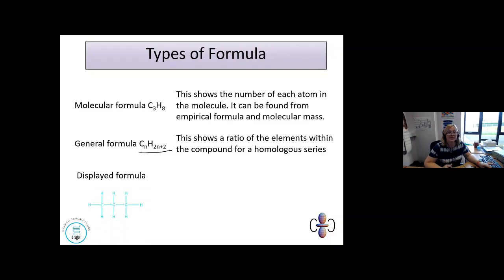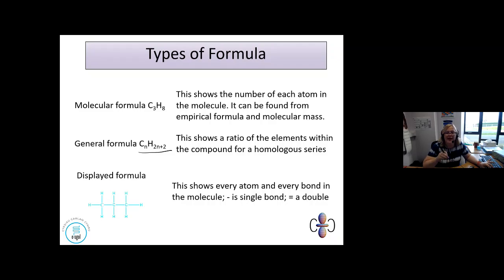Displayed formula, this I like, because it does what it says on the tin. It shows you and displays to you in detail exactly what bonds are present, the nature of that bond, so it's very clear whether you're dealing with a single bond or a double bond, so is it saturated or unsaturated, and it shows you exactly what you're dealing with. So displayed formula can be a bit faffy, it takes a bit longer to draw, especially if it's quite a large molecule, but there's no doubt that the displayed formula is superbly useful. It shows every atom and every bond in the molecule, and it is very quick then to identify saturation or unsaturation within any organic molecule.